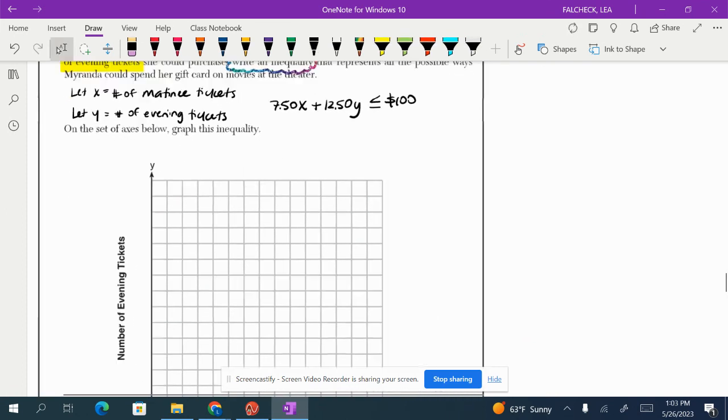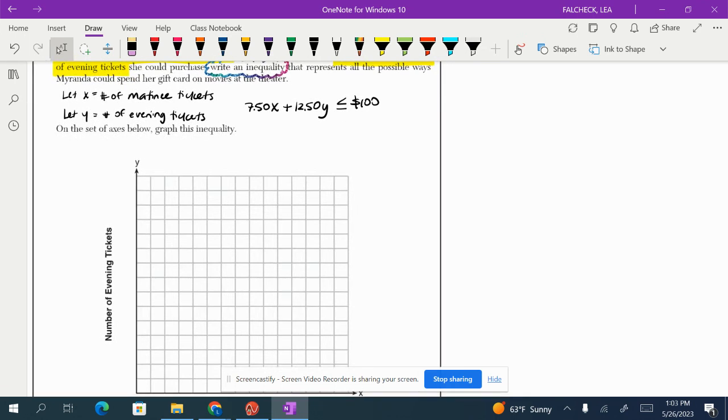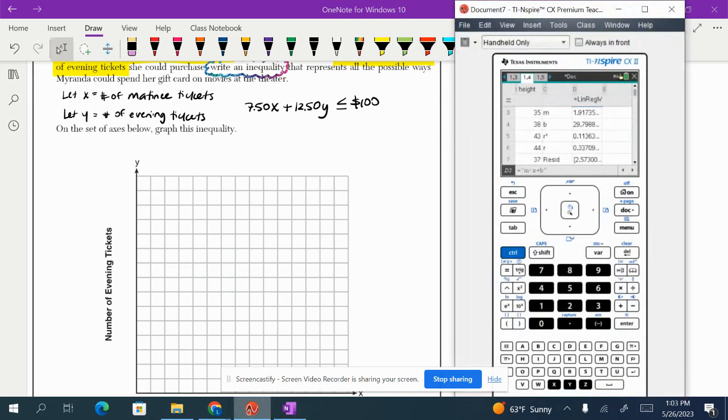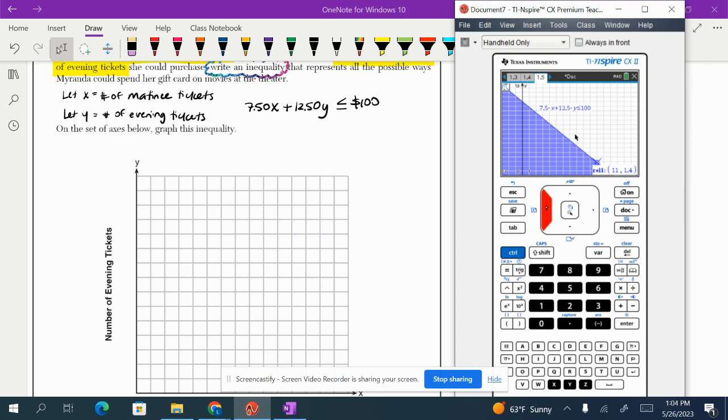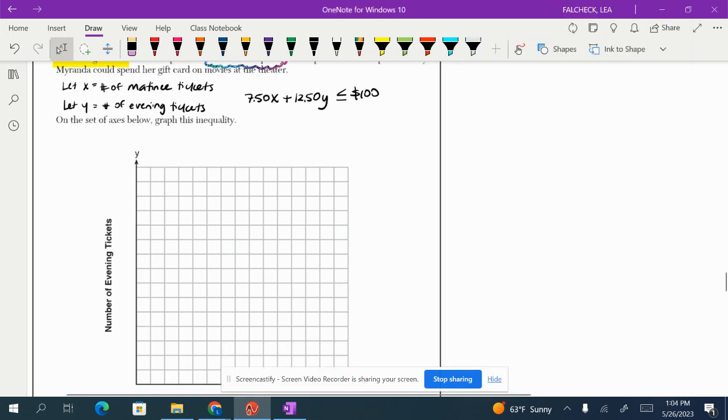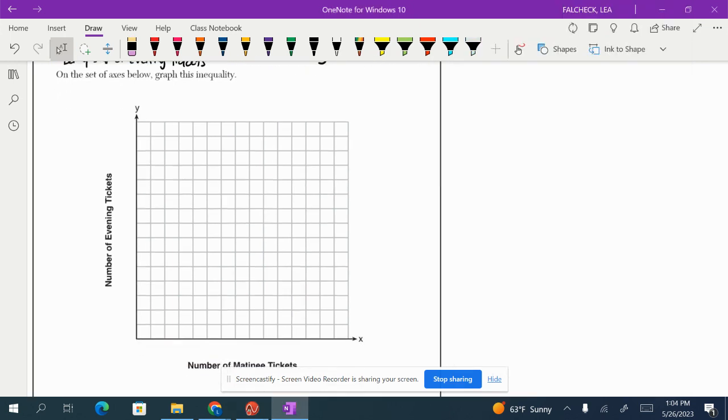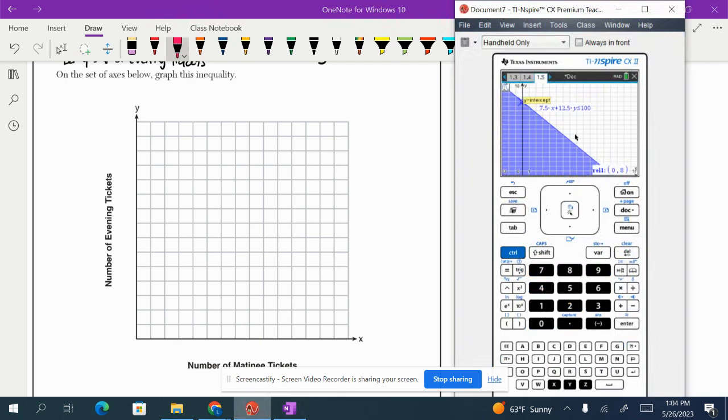Now we're going to graph this inequality on the set of axes below. So what you're going to want to do to graph this is go to your calculator, and we're going to want to delete the equal sign and graph this in relation mode, which is exactly what I did over here. So once I have this graphed in relation mode, I'm going to get some points from the graph onto my graph. So I've got 0, 8.